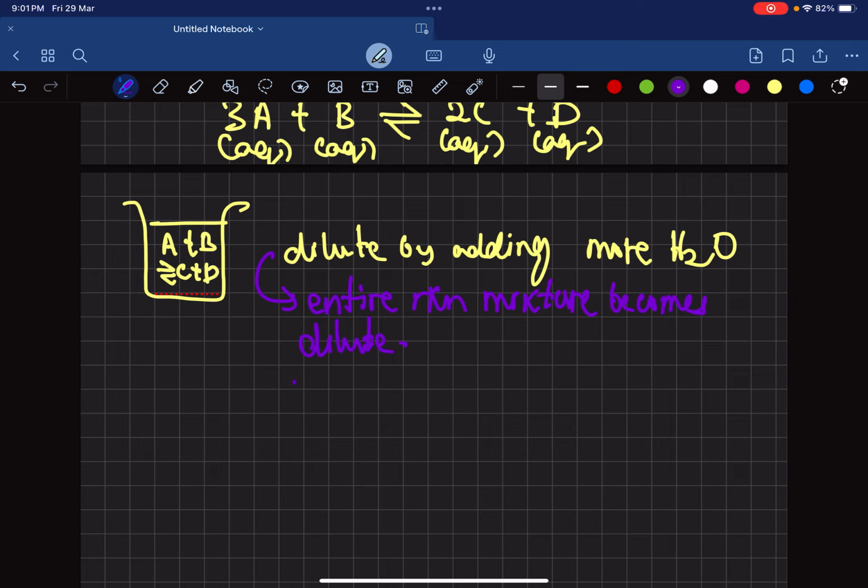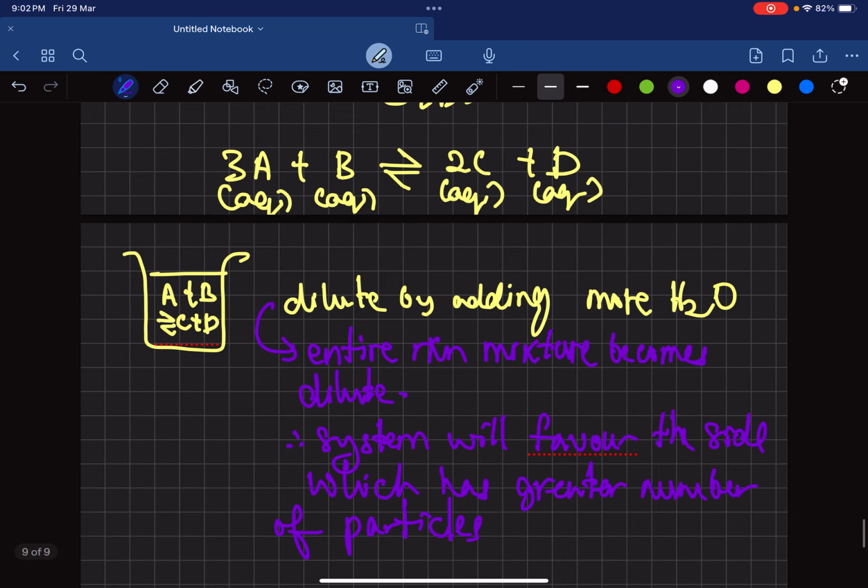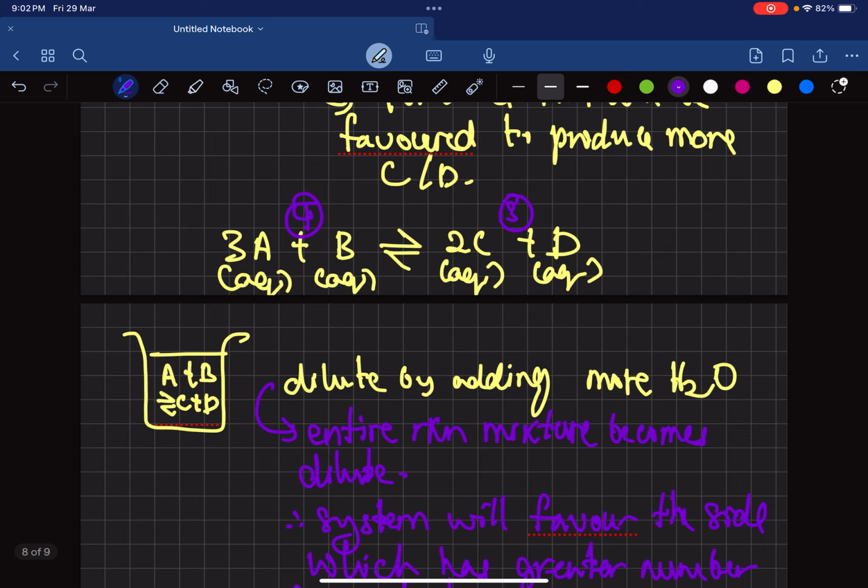So what will happen now? The system will favor the side which has a greater number of particles. So if you look here, 3 plus 1 is 4, and this is 2 plus 1 is 3. So you realize that in this particular case, the reverse reaction produces more particles.